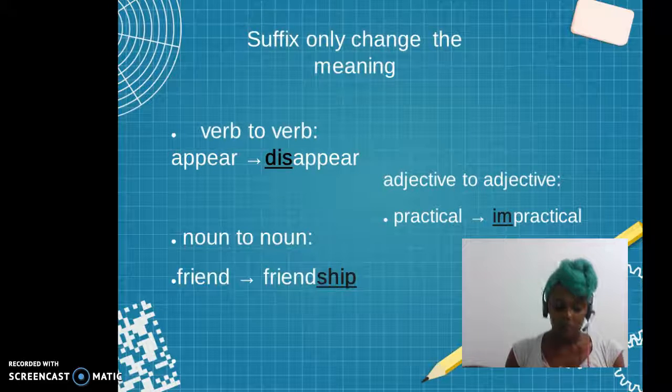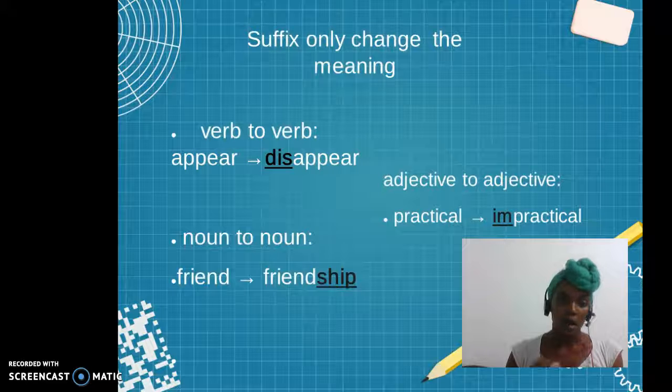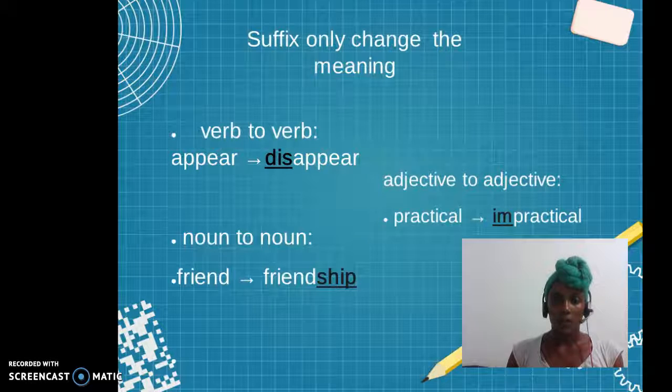In this derivational process, suffixes can assume two functions. One function is only to change the meaning of the word. In this example, you can see appear and disappear. In both cases the word corresponds to a verb, appear, disappear, and only the meaning changes.